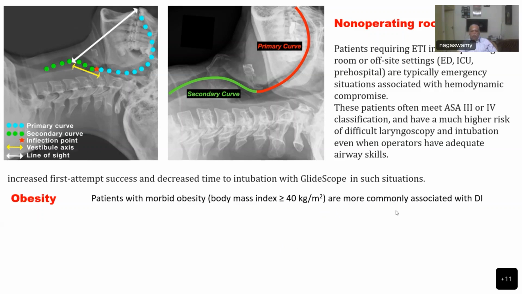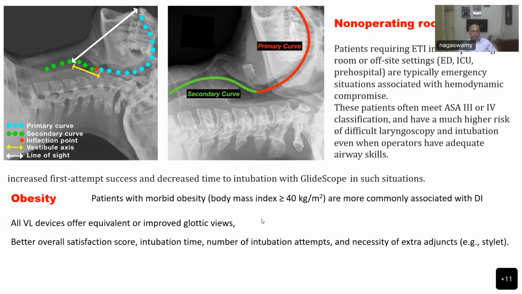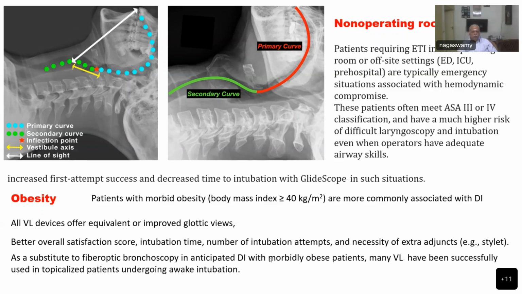In patients with morbid obesity, BMI more than 40 kg per meter square, difficult intubation is commonly associated. All video laryngoscope devices offer equivalent or improved glottic views in these patients, and better overall satisfaction score, intubation time, number of intubation attempts, and necessary extra adjuncts have all been recorded. So in obesity also, this is a very useful instrument as a substitute for fiber optic bronchoscopy, which may not be available in all areas.